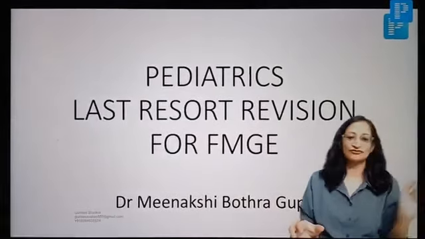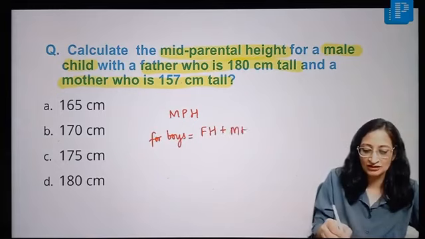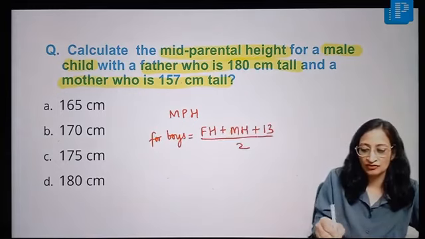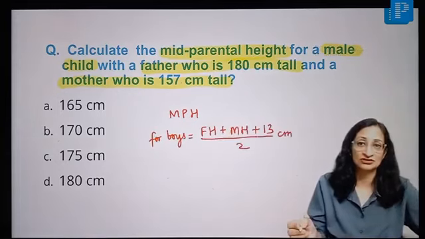Okay. So mid parental height is a very important concept in short stature. So for boys, if you have to calculate it, the formula is father's height plus mother's height plus 13 by 2, where the father's height and mother's height is in centimeters, right? And for the girls, what is the formula for girls? So for girls, the formula is father's height plus mother's height minus 13 by 2 centimeters. Okay, so since what has been given in this question is a male child, we will use the formula for boys.